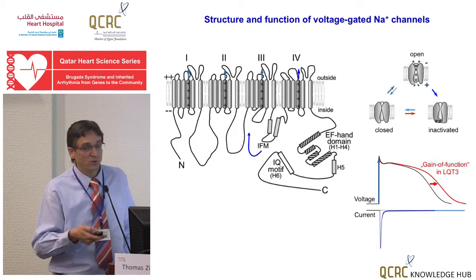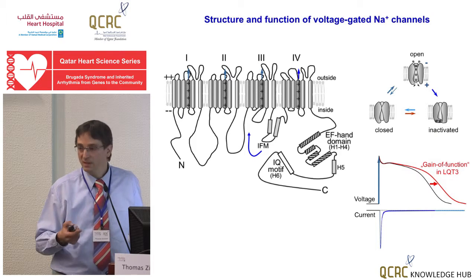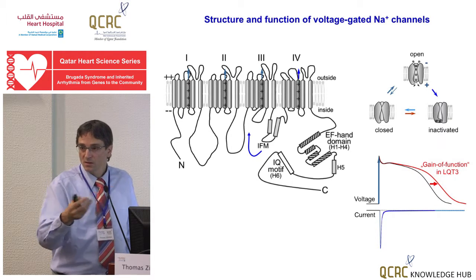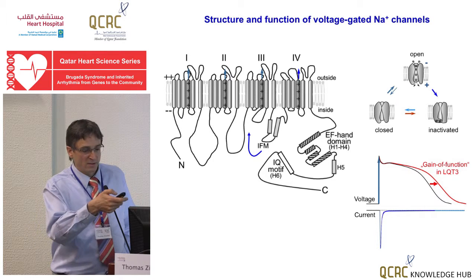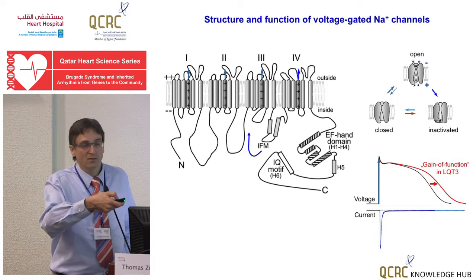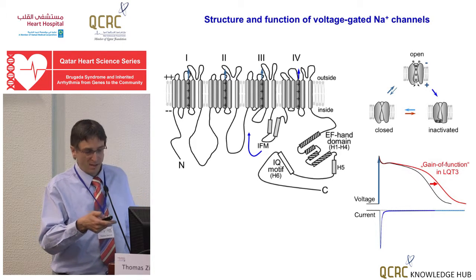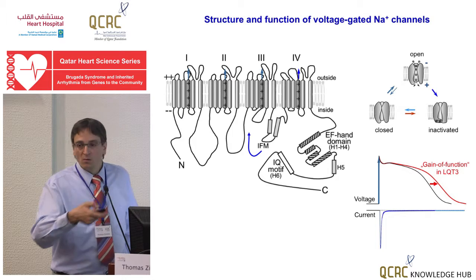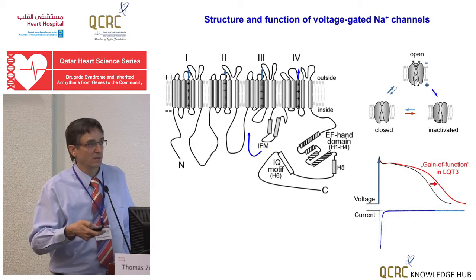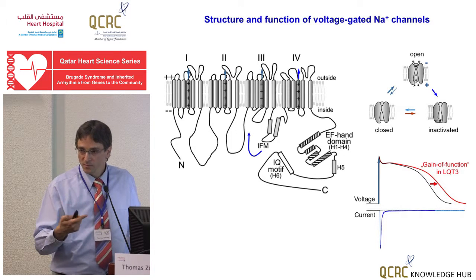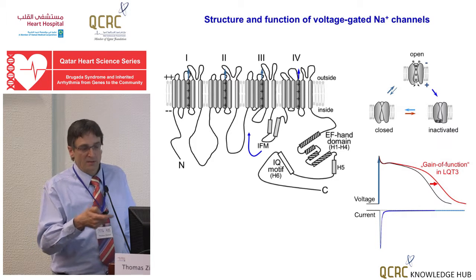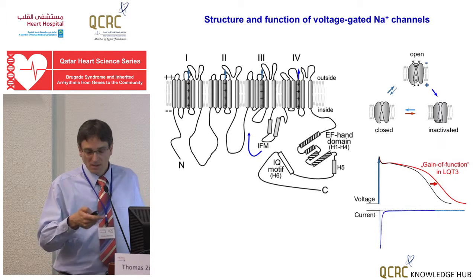And shortly after the channel is open, the fourth segment moves a little bit later, and this fourth segment is then coupled to this intracellular linker somehow, and this intracellular linker moves towards the inner mouth of the channel and closes the channel. So there's a movement, probably, of this intracellular linker. This is the inactivation gate, and then the channel is inactivated.